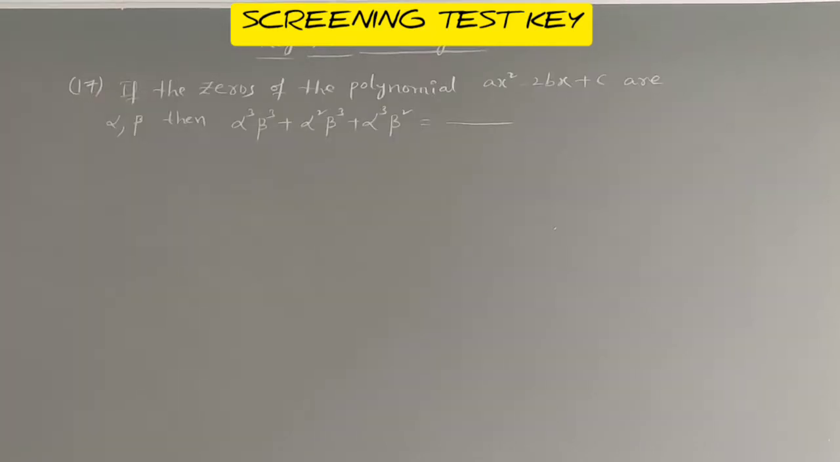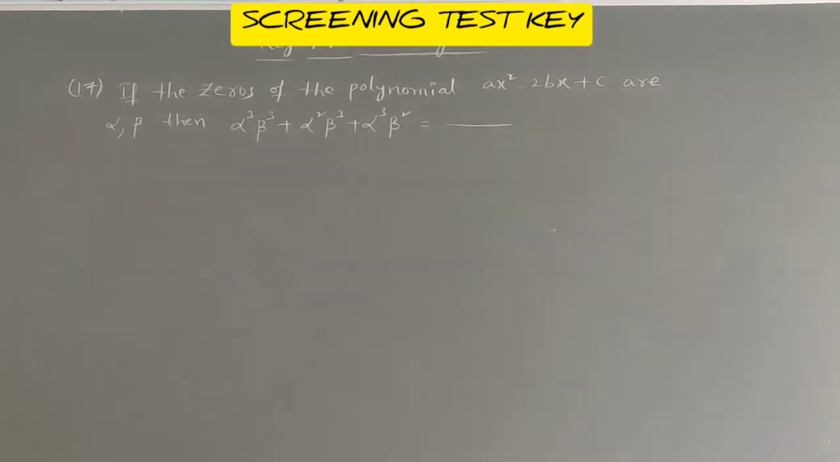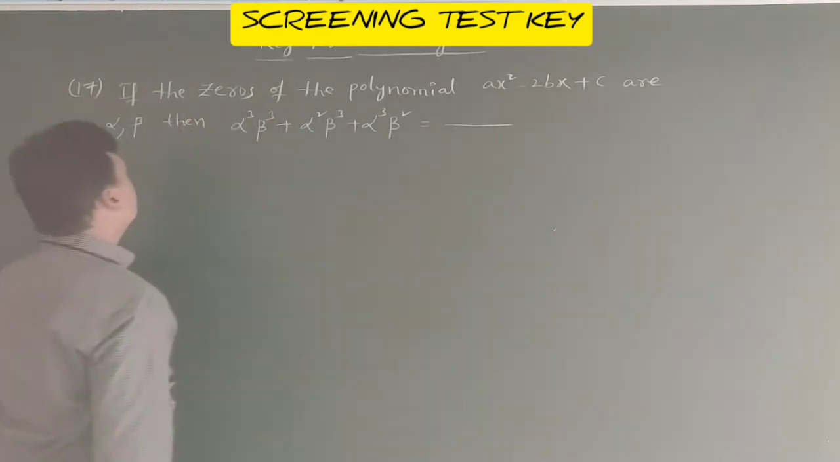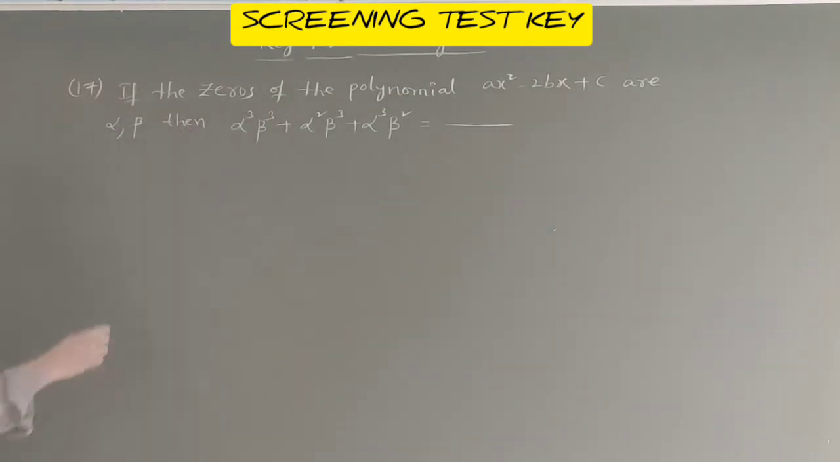Next, same one. If the zeros of the polynomial ax square minus 2bx plus c are alpha comma beta, then find the value of alpha cube beta cube plus alpha square beta cube plus alpha cube beta square.